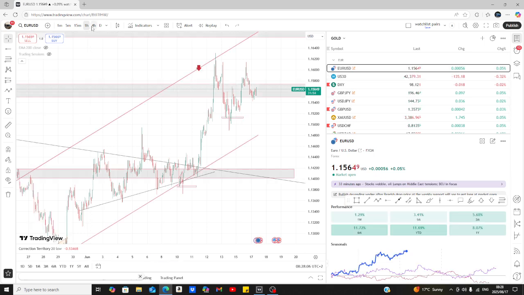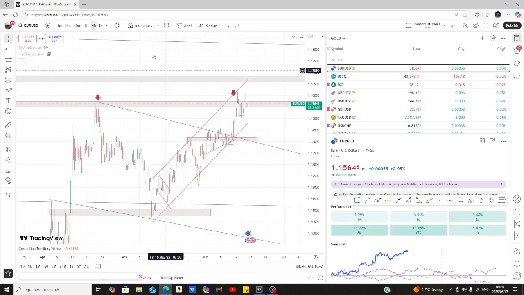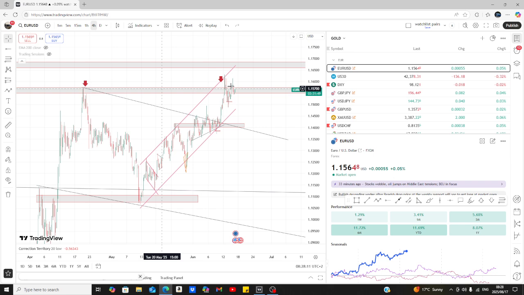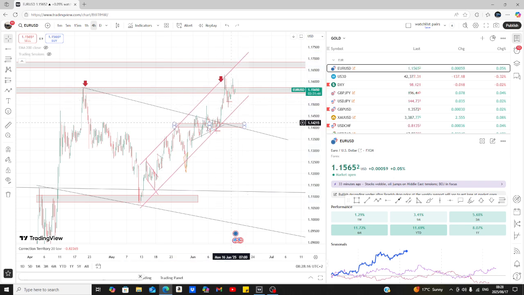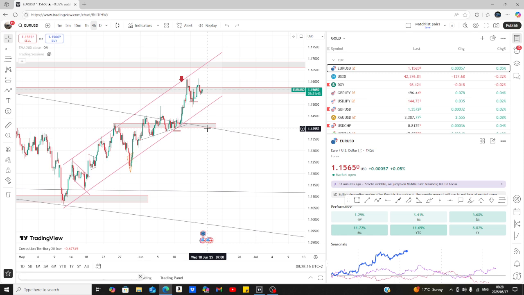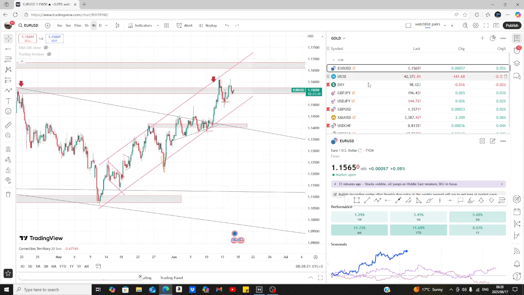Euro USD, price is at previous resistance. It went up there in this sort of uptrend, and now it's just not sure what it's doing. So I won't really be trading Euro USD until we get some sort of breakout of the structure and then a retest at the zone, and then we can look for a lovely swing trade all the way to the bottom.